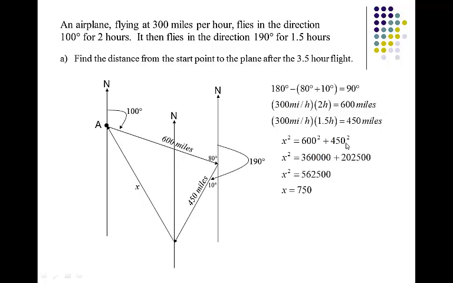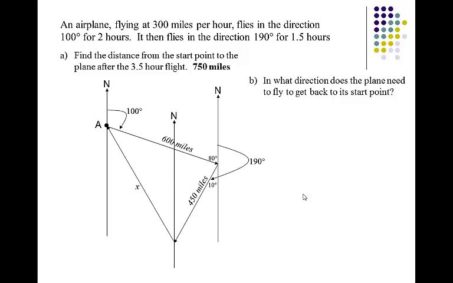600 squared plus 450 squared works out to, by the time you add them up and take the square root, 750 miles. So find the distance from the start point to where the plane ends up after 3.5 hours: 750. And I'll tell you that that's always going to be a Pythagorean theorem problem, and these problems will always be right triangles, so it'll always be a squared plus b squared equals c squared. So even if you're really bad at drawing, you should be able to get part A done.